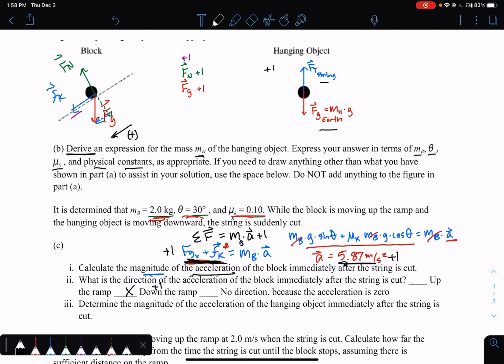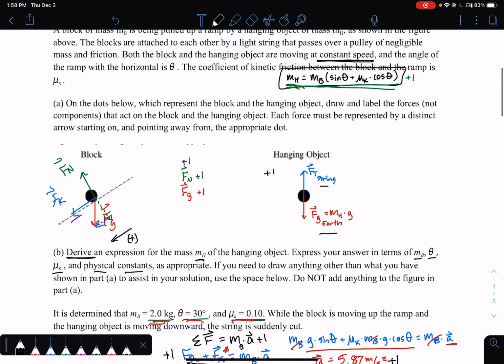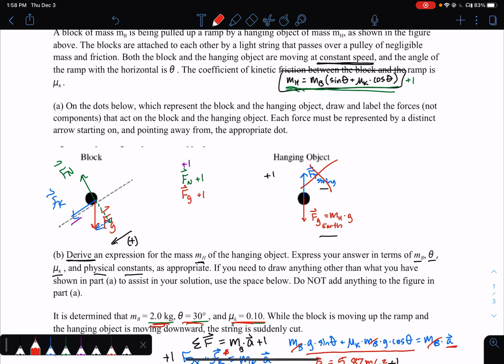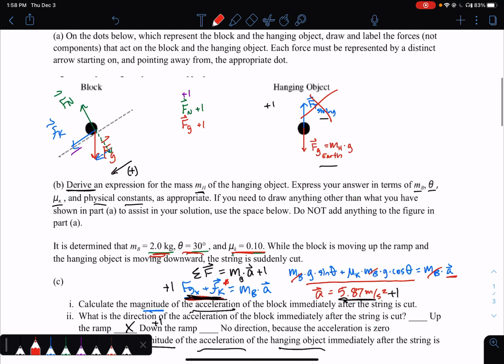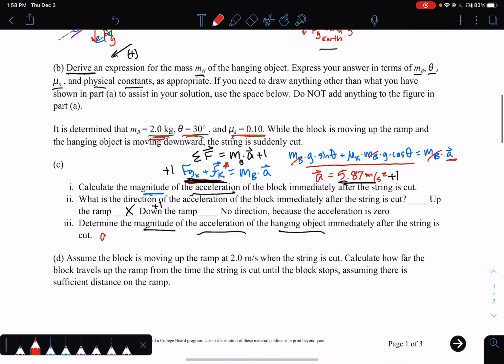And this one, goodness gracious, the magnitude of the acceleration of the hanging object. Ay, ay, ay. There's no more tension. It's just in free fall. What's its acceleration? g. It's g. So that was just 1 point for knowing that a falling thing accelerates at the rate at which things fall. So part C was worth 5 points altogether.